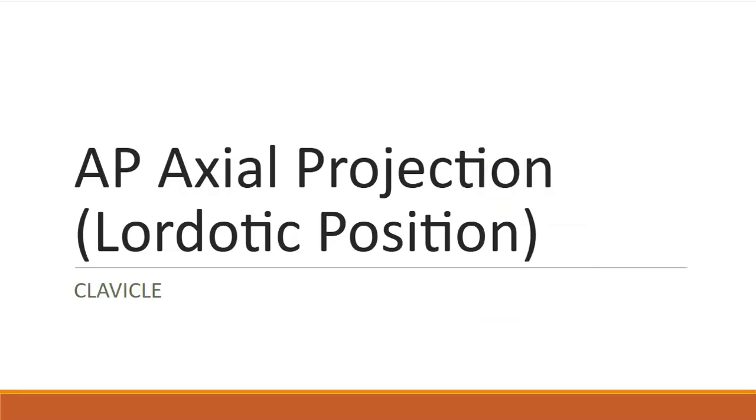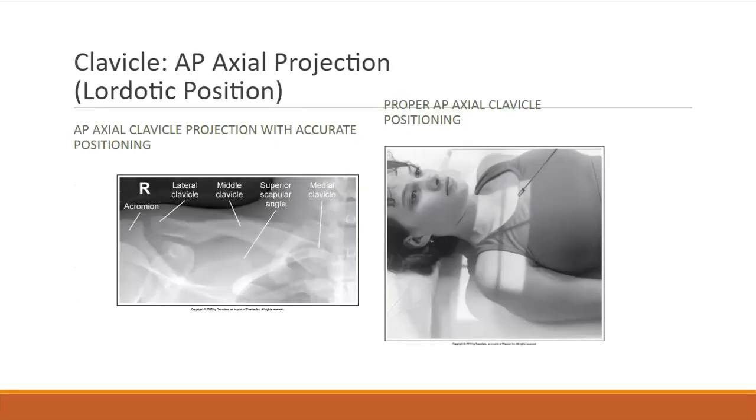Let's move on to the AP axial projection of the clavicle. Image analysis guidelines for the AP axial projection of the clavicle state that the medial clavicular end lies next to the lateral edge of the vertebral column. The superior scapular angle will be visualized a half inch inferior to the clavicle.